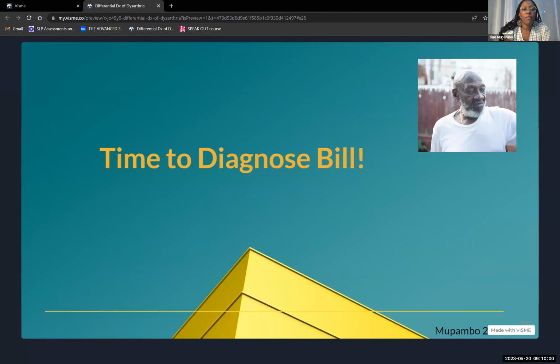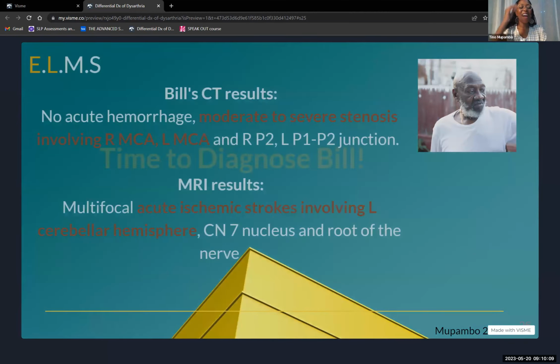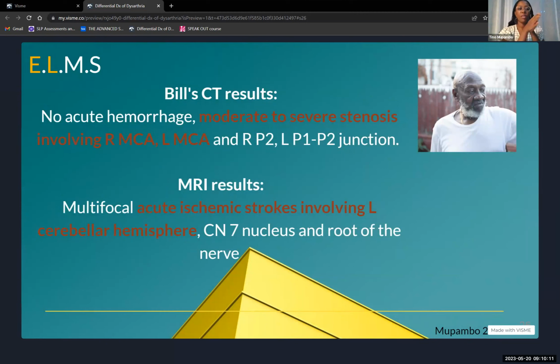Okay. So now it's time for us to diagnose Bill. This is kind of like the final portion. I feel I've moved a little fast, but it's okay. But this is going to take us a little bit. We'll just talk through it slowly.